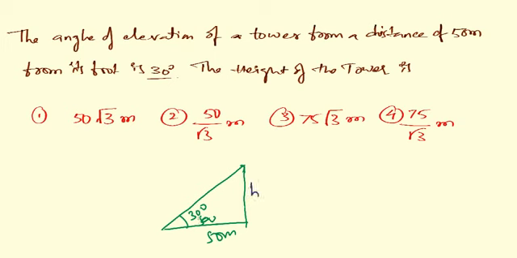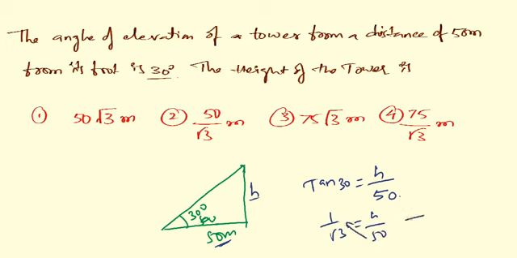See friends, with respect to this angle, you have the opposite side and you have the adjacent side. Opposite and adjacent will form tan. So, tan 30 degrees will be equal to opposite by adjacent, friends. What is tan 30, friends? That is 1 by root 3. That is nothing but h by 50. Just cross multiply so that it will become h is equal to 50 by root 3, friends. This is how you will be solving the problem.